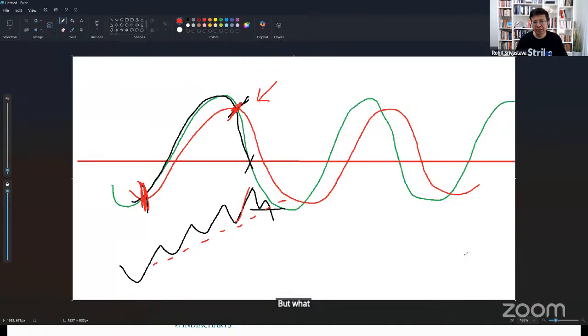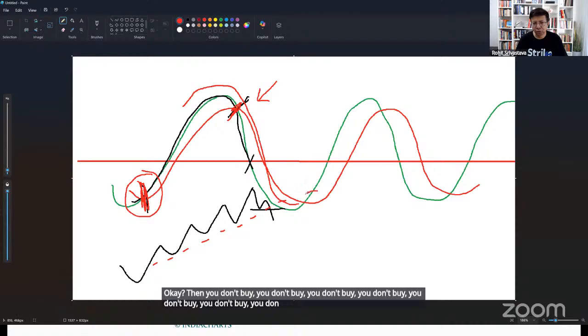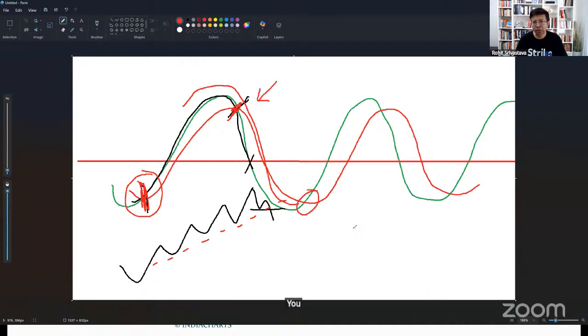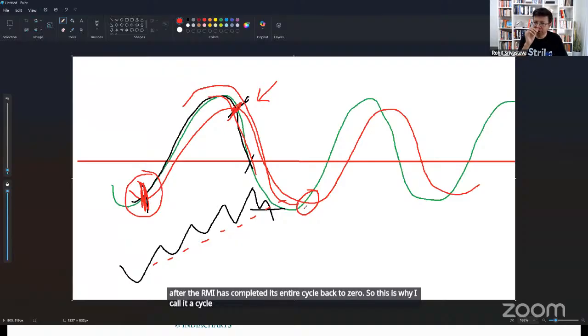But what the RMI says is that if you did not buy over here, then you don't buy, you don't buy, you don't buy. Now you buy. You only buy when you get a new cycle of buying after the RMI has completed its entire cycle back to zero. So this is why I call it a cycle, that it has to come back to the zero line before giving you a buy signal.